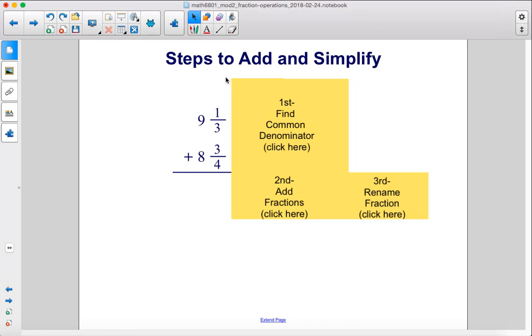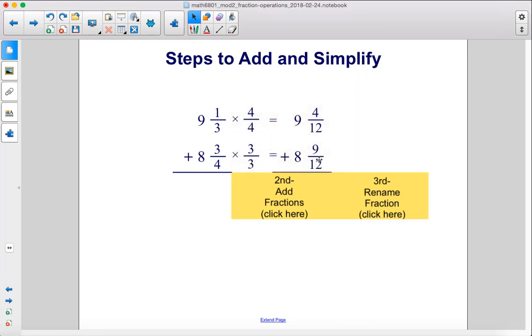Here are steps to add and simplify. We start with 9 and 1/3 plus 8 and 3/4. Our first step is to find the common denominator of the fractions. So we have 1/3 and 3/4, therefore the common denominator is 12. To get 12 here, we would multiply the denominator 4 by 3, therefore we then multiply the numerator 3 by 3, and we get 9. We do the same step up here for 1/3 and turn it into 4/12.